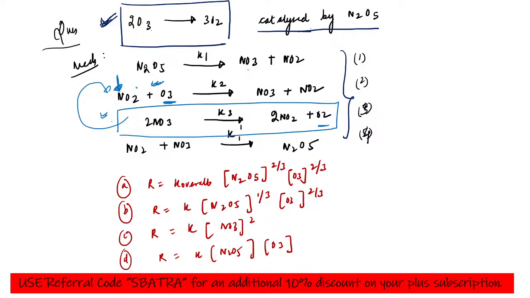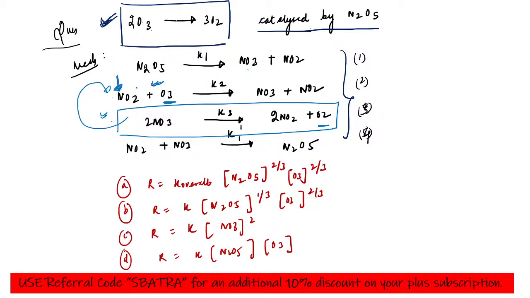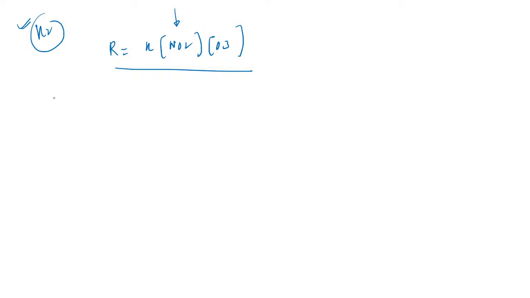Right, can I write this rate for the second reaction? Is it clear to all of you? Okay, this is basically for the second reaction. So now what we have to do is apply SSA on NO2, and NO2 is present in the first reaction.